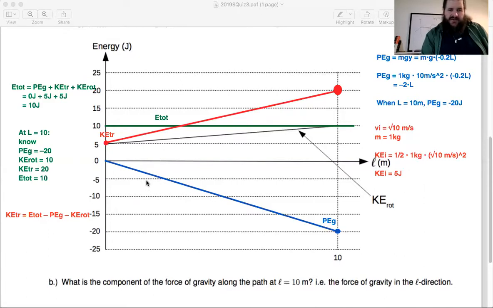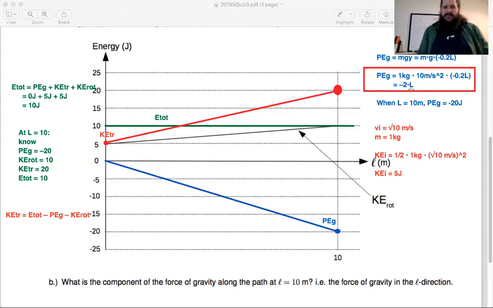And why is potential energy 0 at initial? Essentially because we're treating ground level as height 0. So if ground level is height 0 and you're starting at ground level, you start with 0 potential energy. And then once you go underground, you now have a negative amount of potential energy. You can also see that from the equation we were using to calculate potential energy, this one right here. The potential energy is negative 2L. If you plug in 0 for L, you'll get 0 for potential energy. Any other questions on that so far?